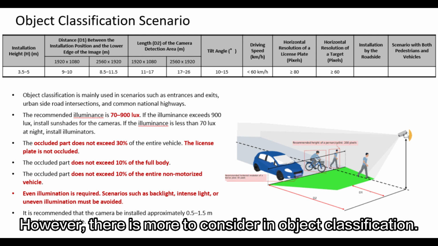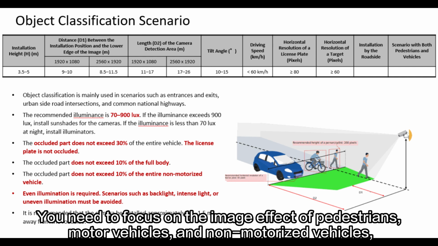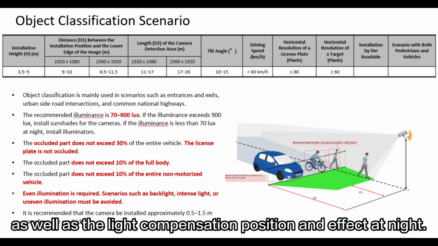However, there is more to consider in object classification. You need to focus on the image effect of pedestrians, motor vehicles, and non-motorized vehicles, as well as the light compensation position and effect at night.